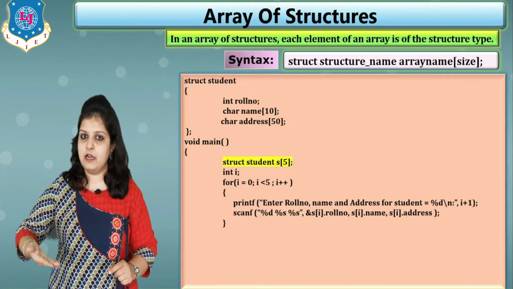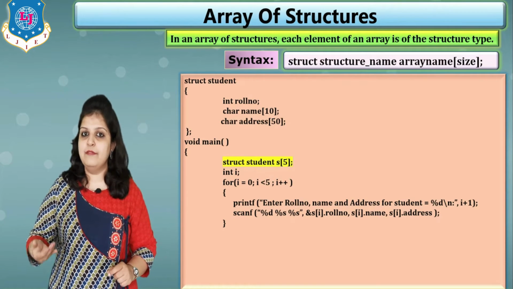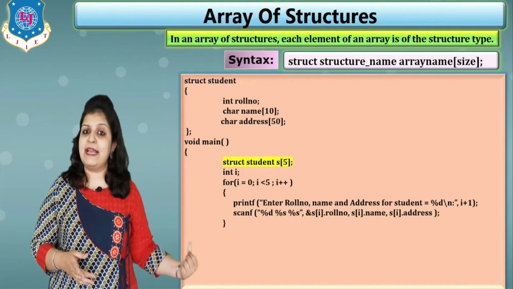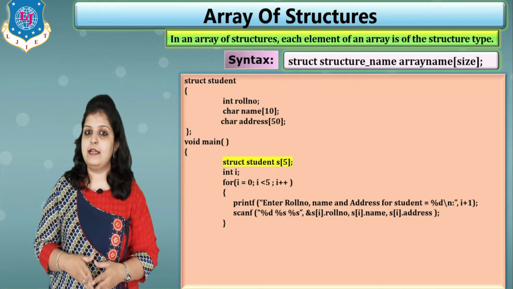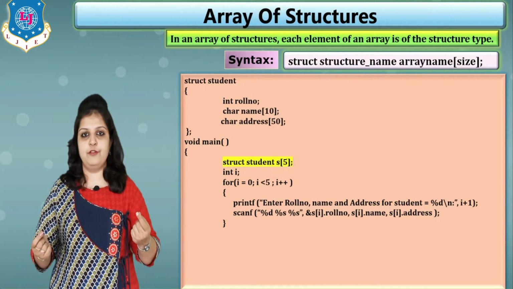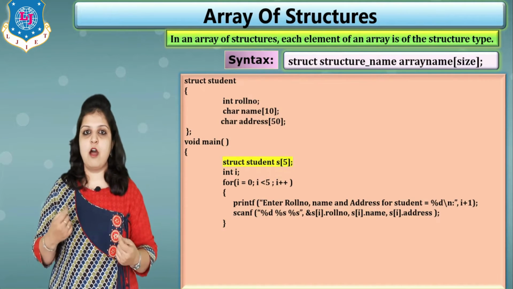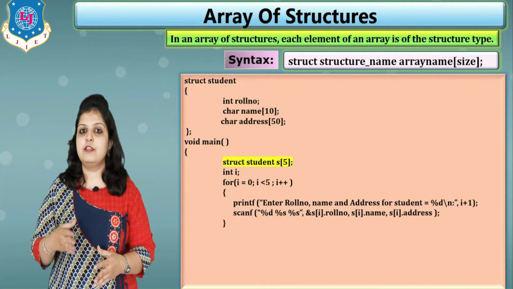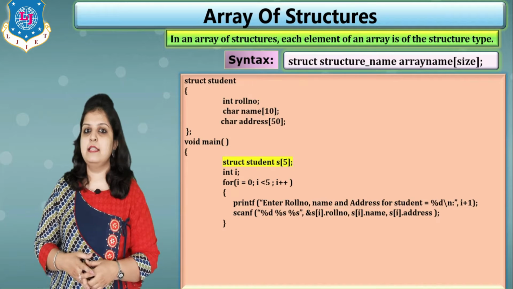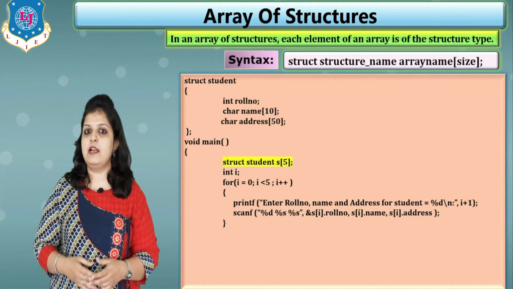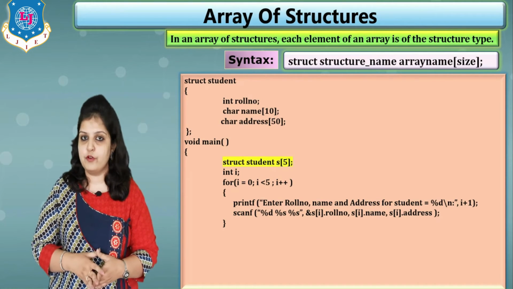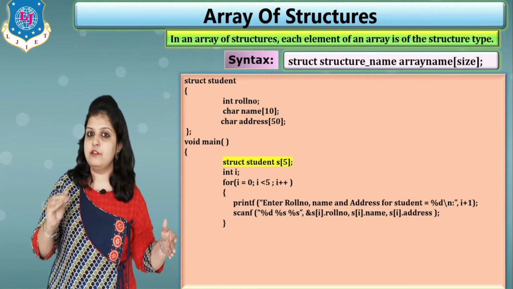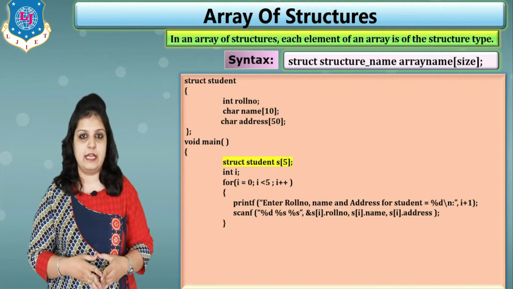When i becomes i plus plus, it is incremented, and our i value becomes 1. So our next record will be stored at s of 1 dot roll number, s of 1 dot name, and s of 1 dot address. In this way our loop will execute 5 times. So our last index is s of 4, because it starts from s of 0 and the last record is stored at the s of 4 index.